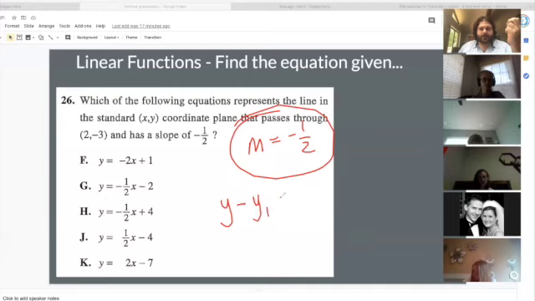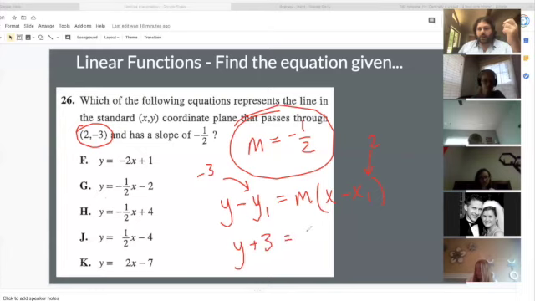Y minus y1 equals m, and then parentheses x minus x1. Good. Now remember, this 2 and this -3 are going to go where in this formula? The 2 is going to be x1, and then the -3 is going to be the y1. Very good. So when we write this, y minus -3 turns into y plus 3.